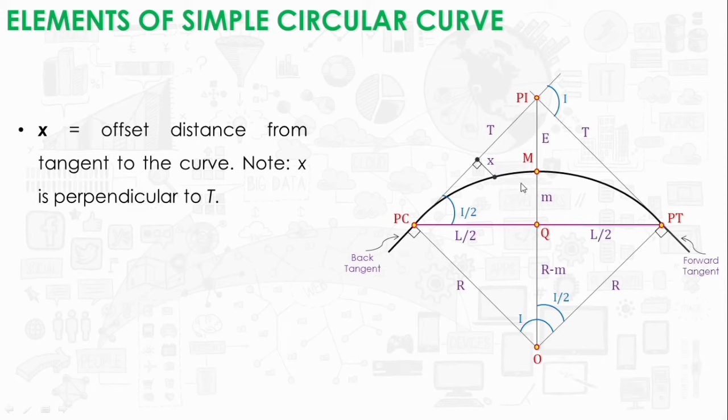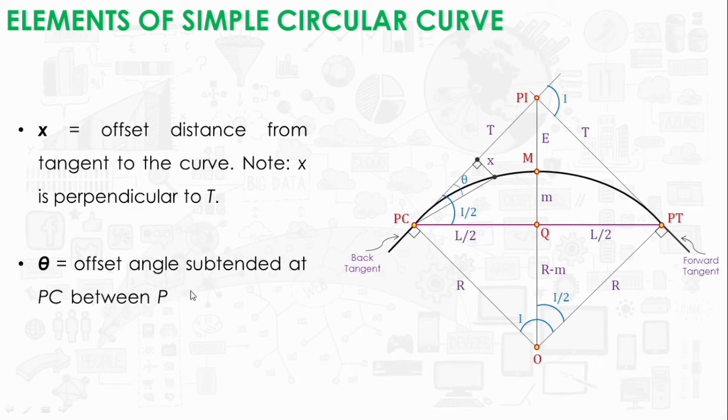So if this is perpendicular to the tangent line, therefore this is 90 degrees. And yan, create tayo ng line from here to here. And meron tayo dyan na angle theta. Ano ba si angle theta? Angle theta, it is the offset angle subtended at PC and any point in the curve. So from the tangent line to this line is what we call the angle theta.